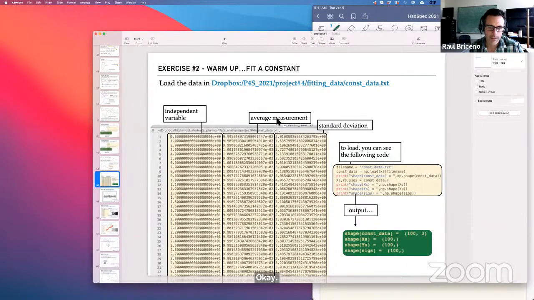The second thing is to fit a constant. I gave you some data for a constant, which basically has some independent variable that is just numbering the measurement. It's not doing anything really. The dependent variable you're trying to fit is these numbers over here, and they have a standard deviation of this form. If you load it up using some code like this, which you can write yourself, you'll have an array for the x's, the y's, and the sigmas.